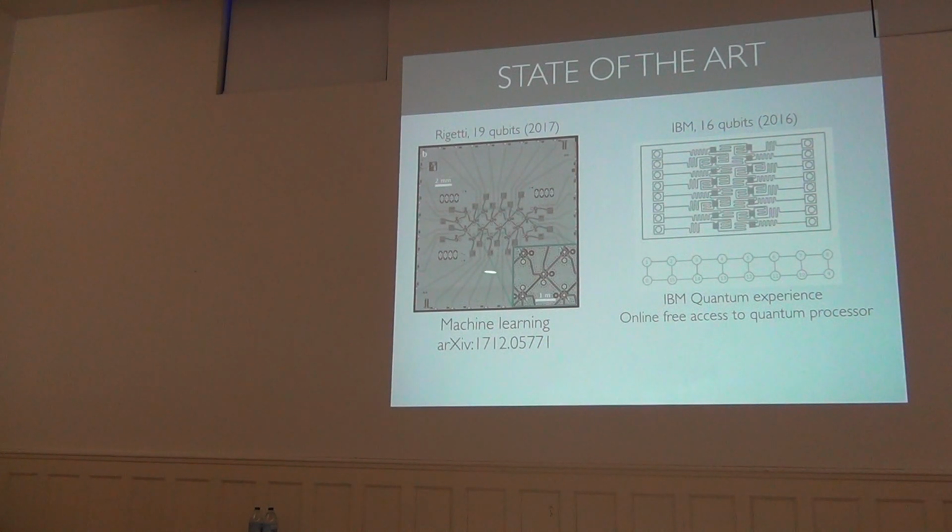And last year they published one of their first papers with many qubits. So this is a 19 qubit device with which they demonstrated some kind of machine learning procedure. And this one is also available online. They also have the option for you to go in and run code in this machine. So these are the largest endeavors in building big devices.